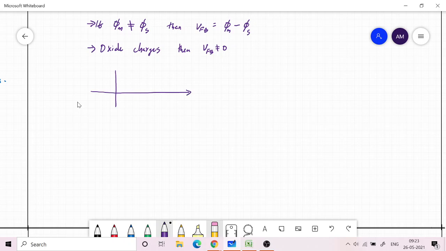So let's take this x-axis, and the origin is at the metal-oxide interface. Let's say this is our thickness Tox. So the origin is the metal side, then you have the oxide, and then you have the semiconductor.